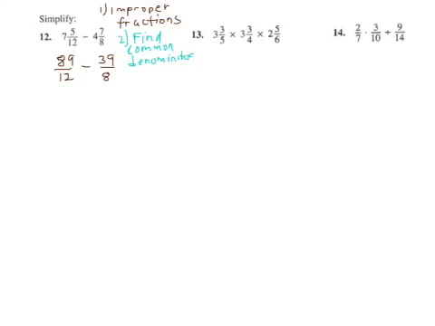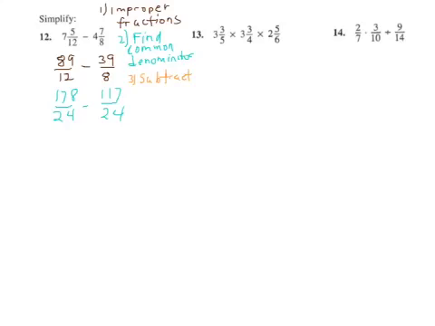To find a common denominator, I know that both of these numbers go into 24, so I'm going to use 24 as my common denominator. 12 goes into 24 twice, and 2 times 89 is 178. And then 8 goes into 24 3 times. 39 times 3 is 117. Then the last step is to just do the subtraction.